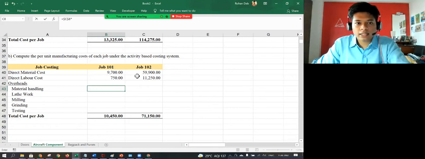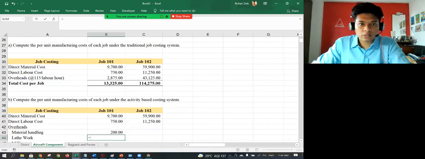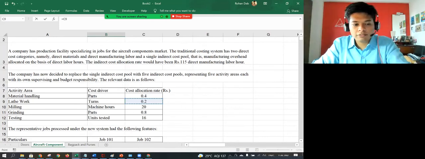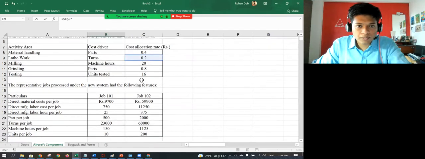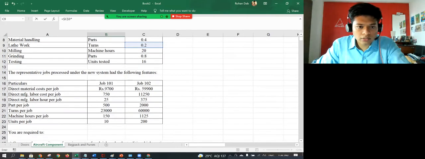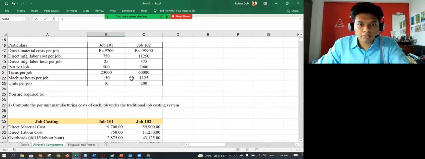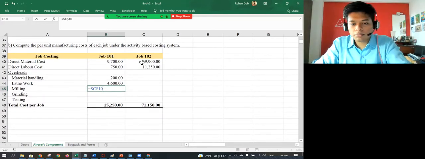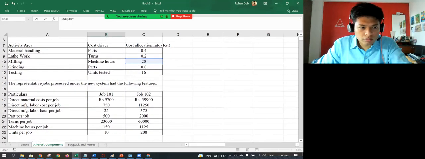So I did F4, and then I have to multiply that rate. So for the 0.5, it's given as parts, which is given over here. What's next? Lathe work. Lathe work is again 0.2 F4, and then we have to multiply this with turns, which is given over here. Multiply this with this, then equal to milling. Milling is 20, then F4 multiplied by machine hours. Machine hours is this one.